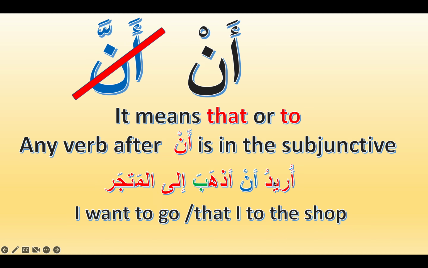Let's see an example. أريد أن أذهب إلى المتجر. I want to go to the shop, or more literally, I want that I go to the shop. And the verb is in the subjunctive because of the an. Okay? I want that I go, or I want to go.